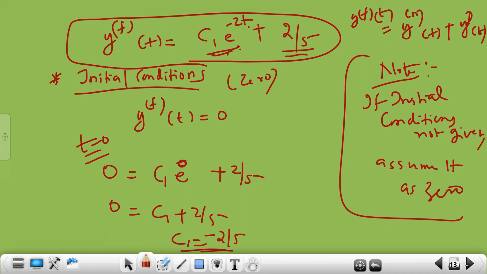Any doubts? I hope you have taken down the notes. Should I repeat the steps once again? First step is you will write your RHS as 0, means your input as 0, and then you will find the characteristic equation and solve the roots. After solving the roots, what you have to do?